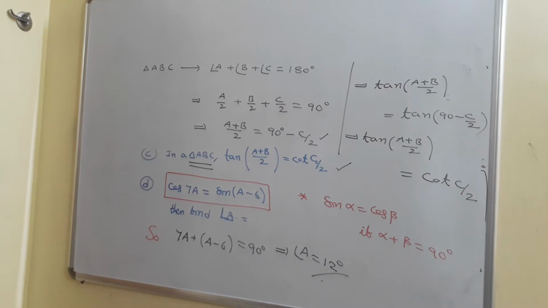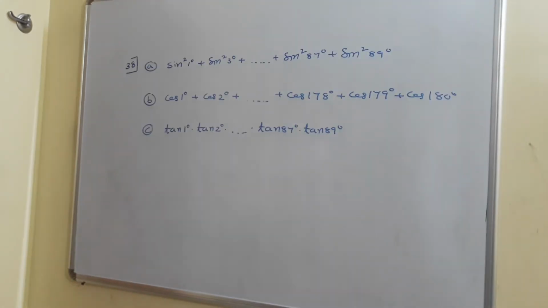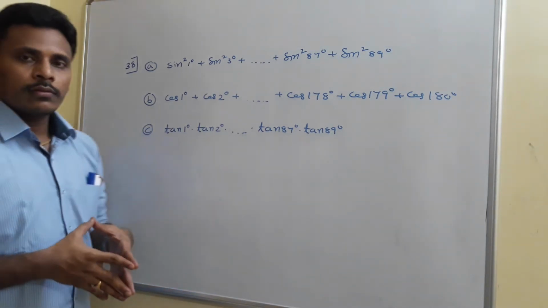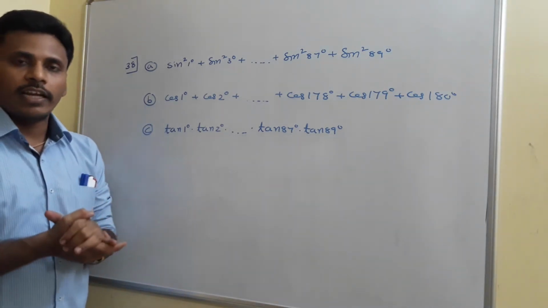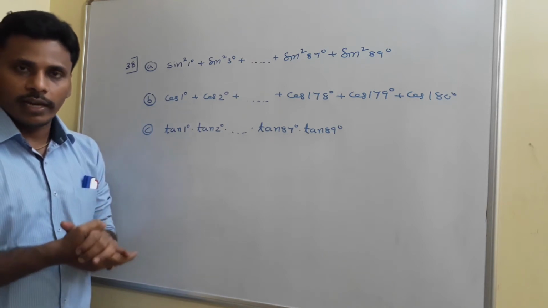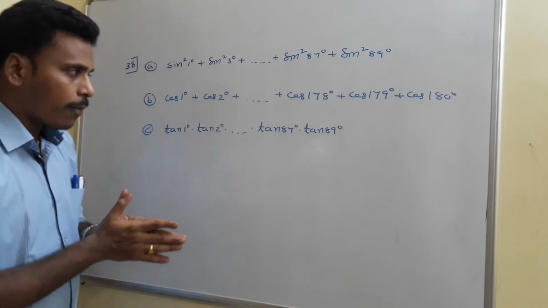Okay? Look at the problems on the board. All these three problems are very simple to solve, and these problems are based on the sum of the angles being 90. What will happen if the sum of the angles is 90? With the same logic I am going to solve.